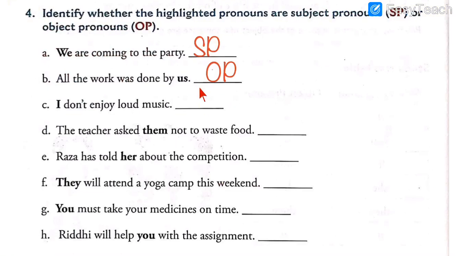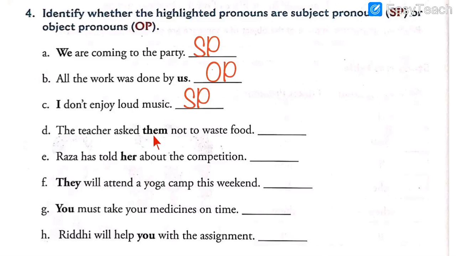So what shall we write over here? We should write subject pronoun. You will write along with me. The answer is SP, that is subject pronoun. Please write it in number 3. SP, subject pronoun. I don't enjoy loud music. I is a subject pronoun.